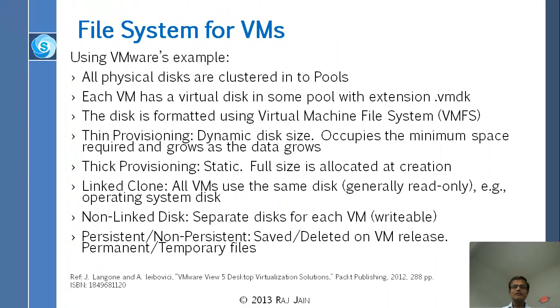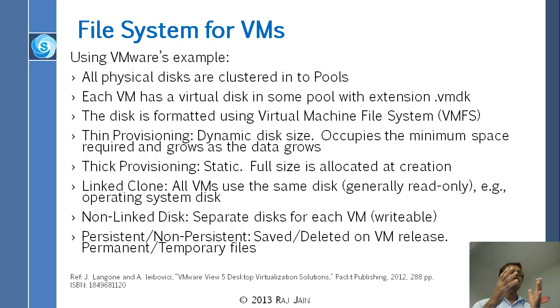All right. File systems for VMs. Using VMware's example, all physical disks are clustered into pools. So you have disks and you have processors. You put a group of processors and a group of disks and they all work together so that anybody can use any disk. So all physical disks are clustered into pools. Each VM has a virtual disk in some pool with the extension .vmdk. How many have known the extension .bhd? Anybody knows BHD?